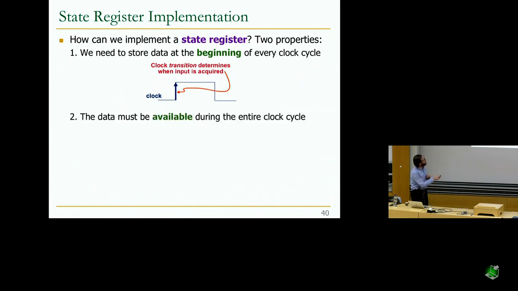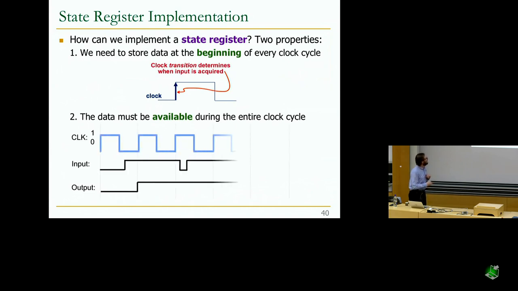And the data must be available during the entire clock cycle. It should not change. Even if the inputs may change, the latch data, the state that you're currently in, should not change until the end of the clock cycle, until the beginning of the next clock cycle. These are two properties that you need for a finite state machine to work correctly. So basically, this is what you want.